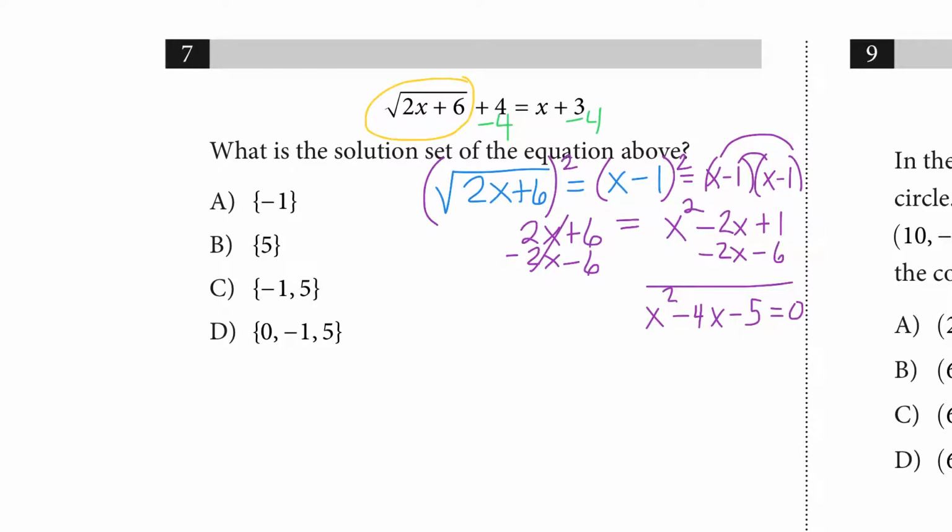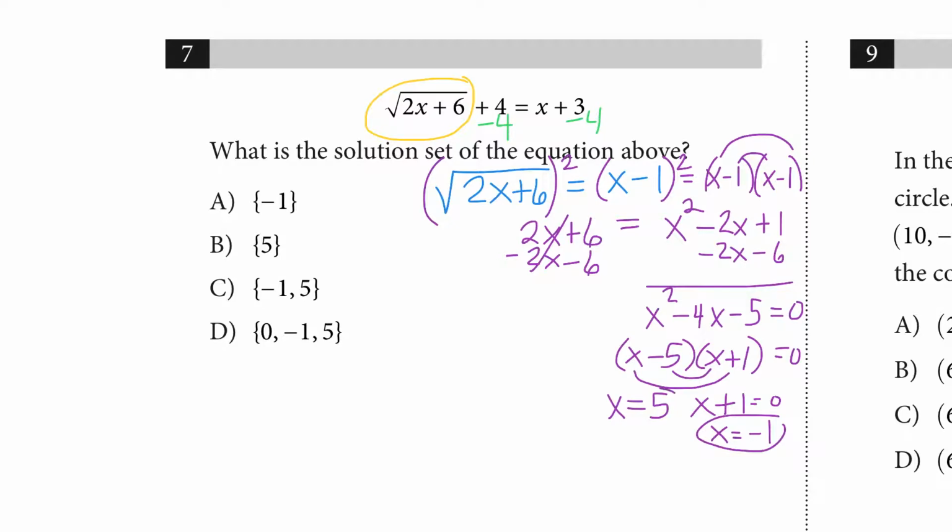And it looks like this is factorable, and so we're going to have x and x. Factors of 5 are 1 and 5, so we could put a 5 here and a 1 here. Since we have minus 4x, we need a minus there and a plus there. So here's your minus 5x, and here's your plus x. That gives you that minus 4x in the middle. Now, if x minus 5 equals 0, we know that x equals 5. And if x plus 1 equals 0, then x would be negative 1. I'm looking at the answers, and it looks like there's 2 answers.